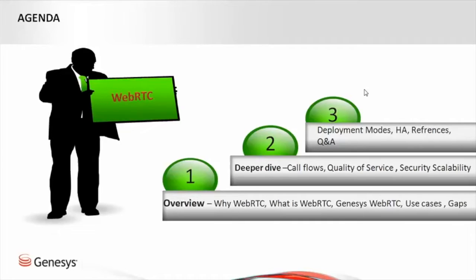In the second part of the presentation, we'll do a deeper dive. We'll talk about some messaging, scalability, security, a bit about quality of service, and then I'll end that by talking about HA, deployment modes, referencing and links, and a few things like that. So bear with me as I build the momentum, talking about the high-level scenarios first.